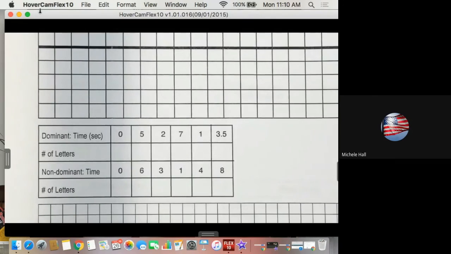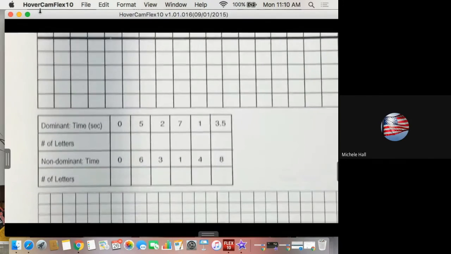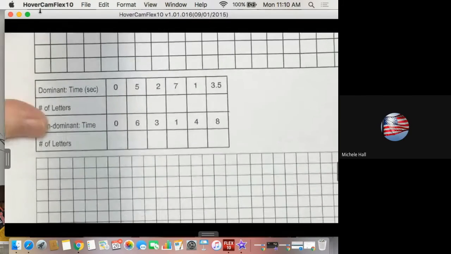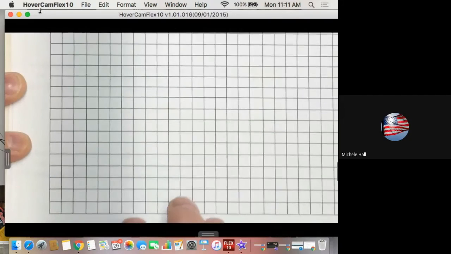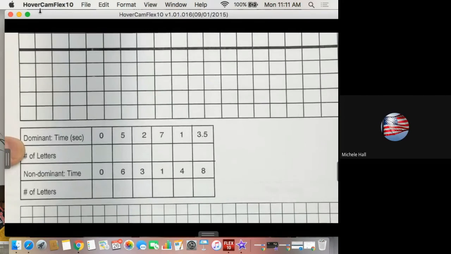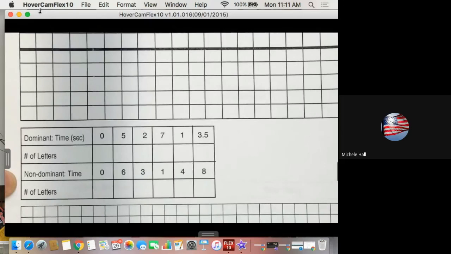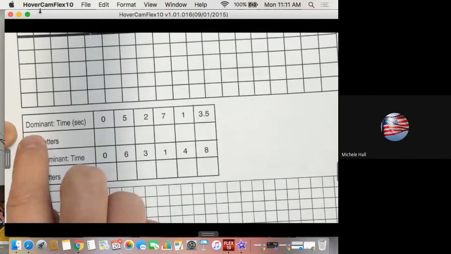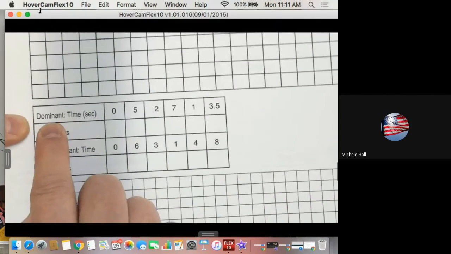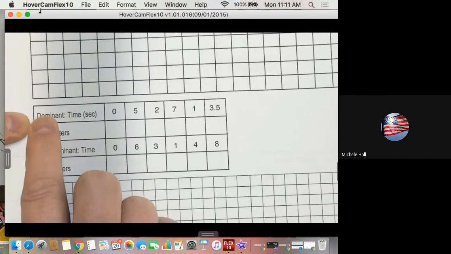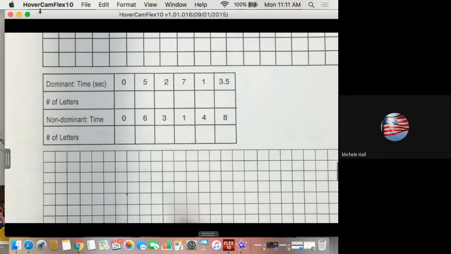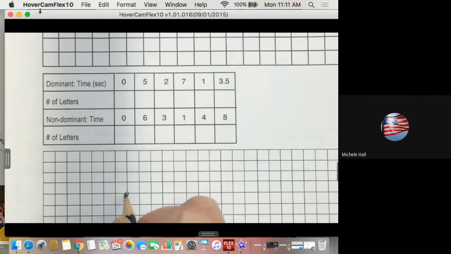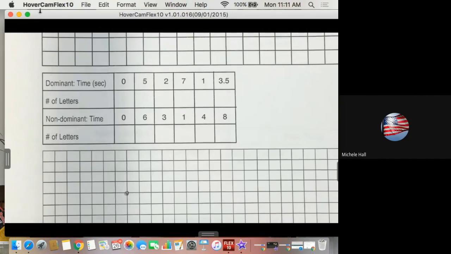All right, this is what needs to be done when you're graphing your points. Obviously, make sure you label your x-axis and your y-axis. When you put your points on here, your dominant hand gets the highlighter and the non-dominant gets the pencil. When you're filling in a pencil or a pen, don't just go like this. I need to be able to see it really well because I'm going to be taking pictures of all your graphs. We're going to do another activity after that.